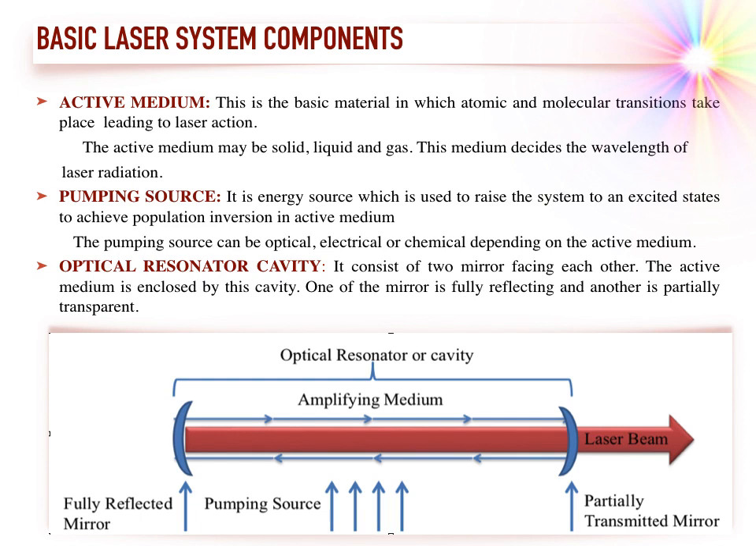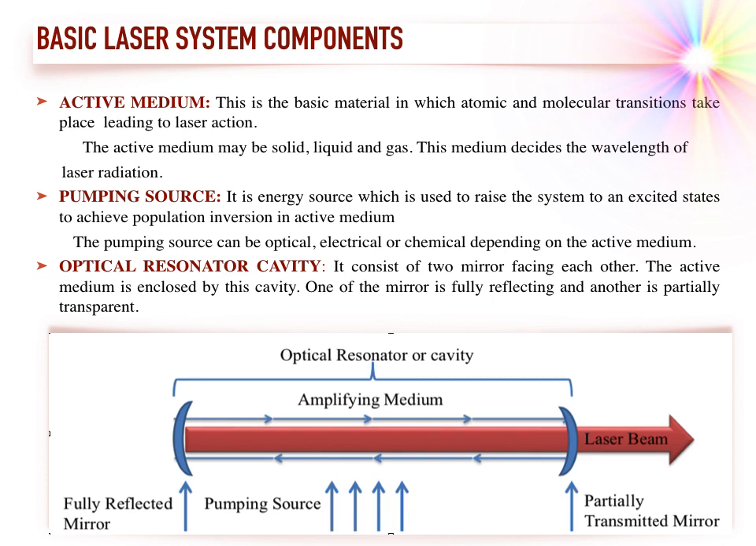So, to produce a laser light, there are three basic components: active medium, pumping source, and optical resonator cavity. The active medium is the basic material in which the population inversion condition is achieved. The active medium may be solid, liquid, or gas. This active medium decides the wavelength of laser light. The pumping source is the energy source which is used to pump the atoms to higher state. The pumping source can be electrical, optical, or chemical depending on active medium.